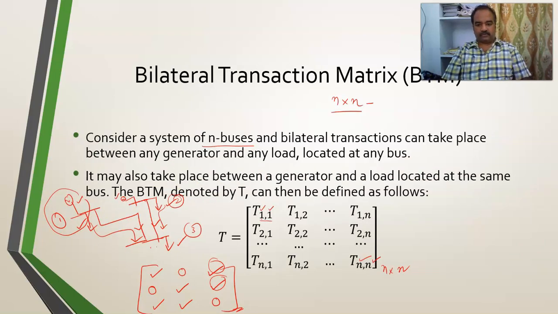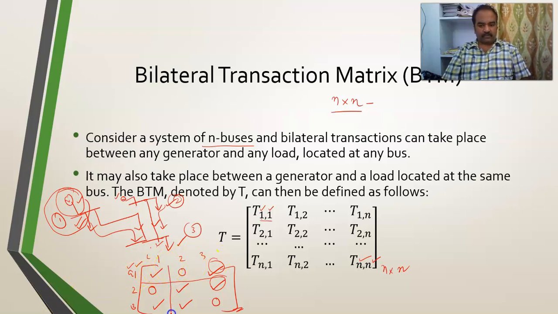See, I will show you. This is generators 1, 2, 3, and these are loads 1, 2, 3, which means the first row indicates the contracts which are made by generator 1 with the different loads. This generator has made contracts with the local load and also with the third load. So if you see a row in the BTM, it shows the number of transactions which are made by this generator at that particular bus with the different loads.